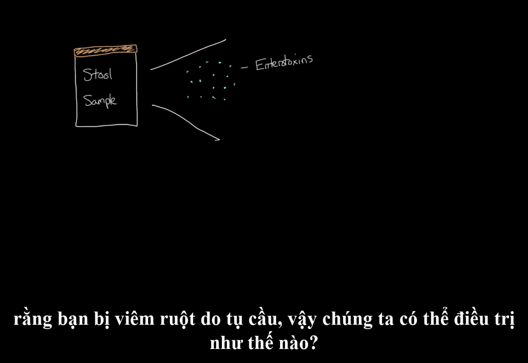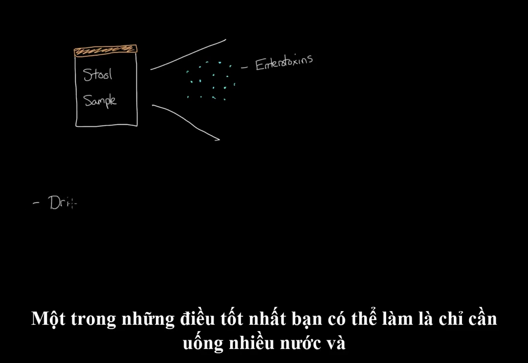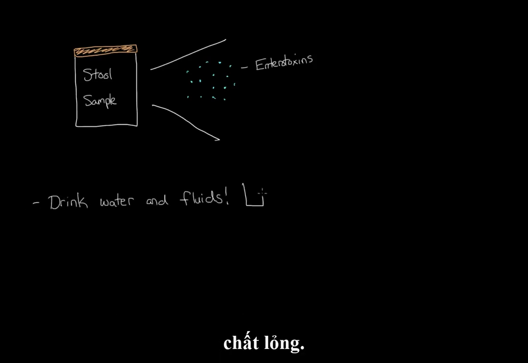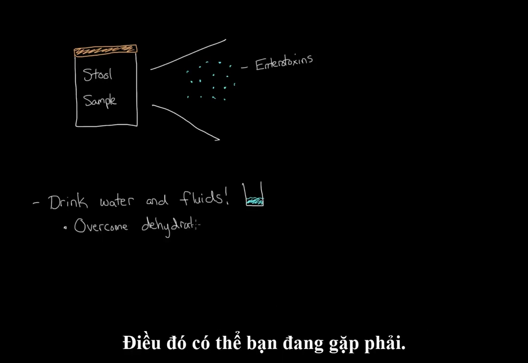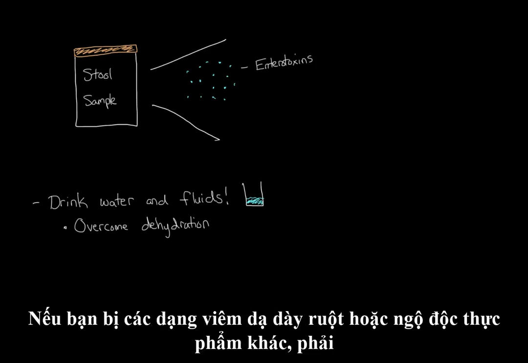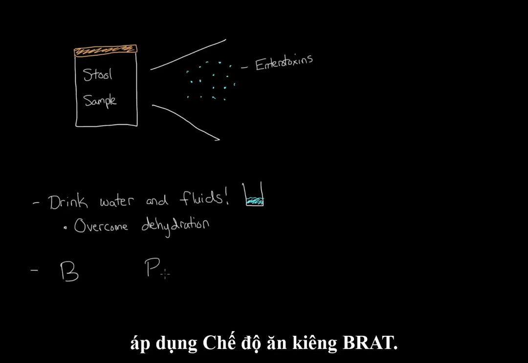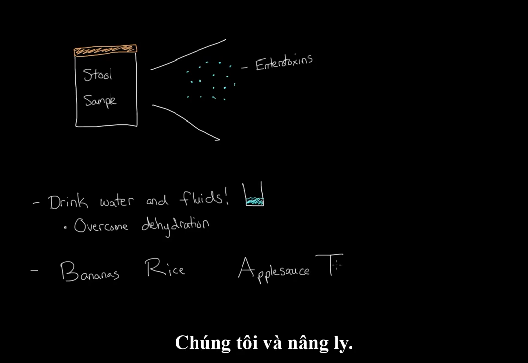Then how can we treat it? Well, like all forms of food poisoning and gastroenteritis, one of the best things you can do is to just drink a lot of water and fluids. This is really to overcome the dehydration that you may be experiencing. Another thing you can do, and this is something you can even consider if you have other forms of gastroenteritis or food poisoning, is to adopt what's called the BRAT diet. This is really just a synonym for bananas, rice, applesauce, and toast.